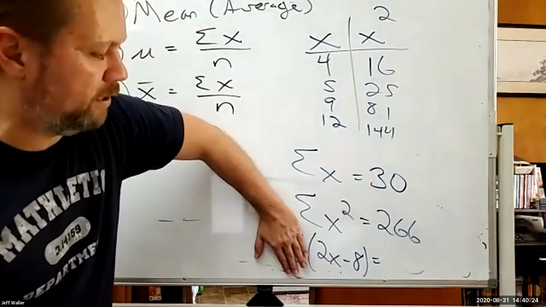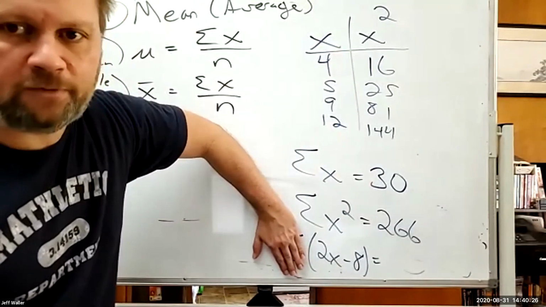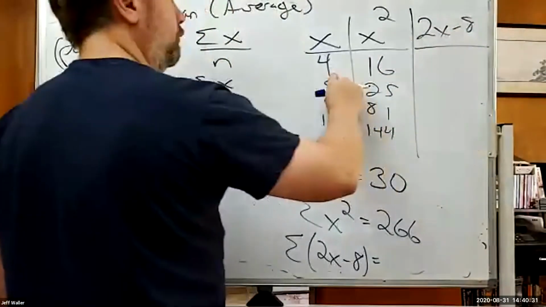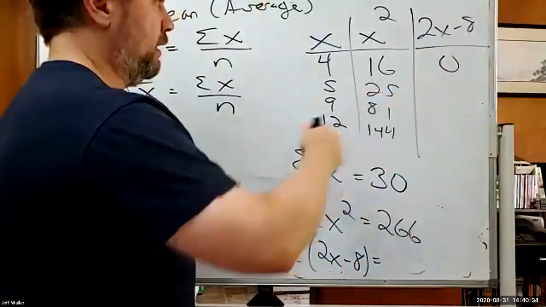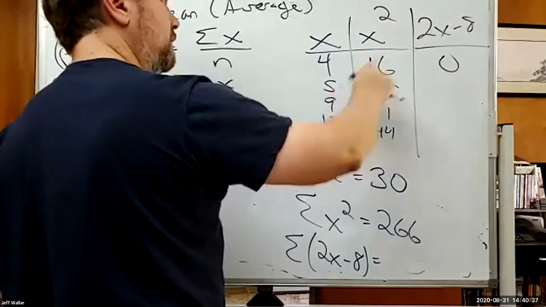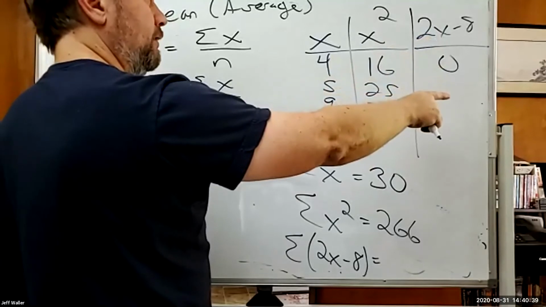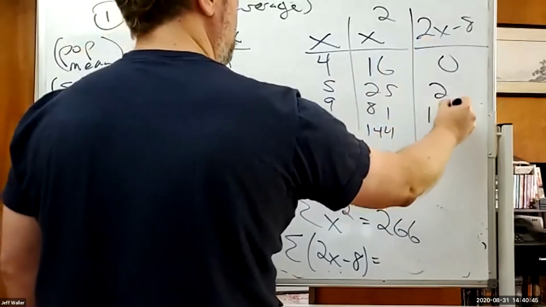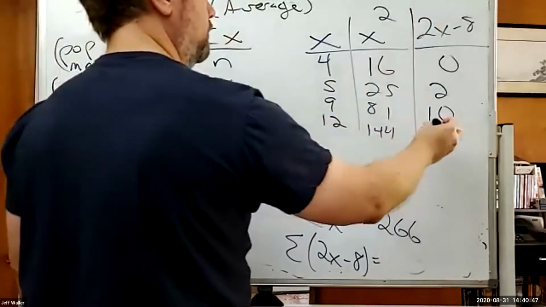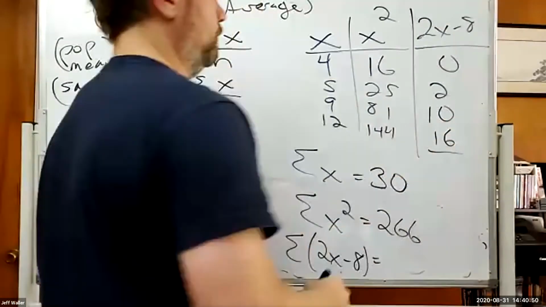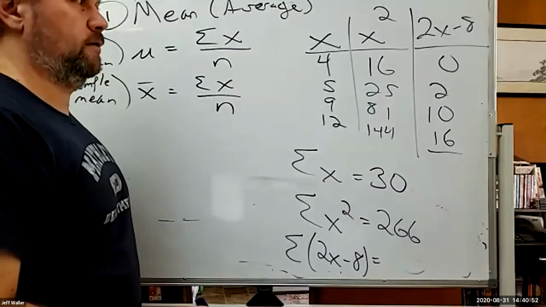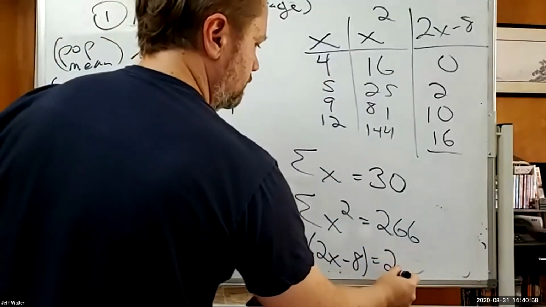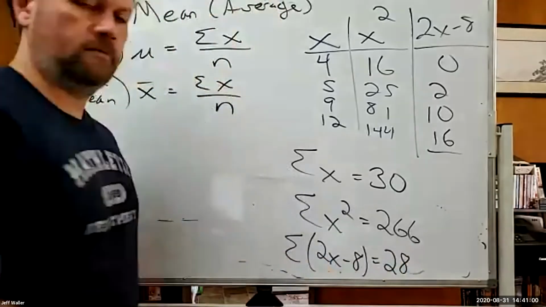What do I need? I need a bunch of 2x minus 8s. Do I have them yet? No. So let me make them. So what's twice 4 minus 8? That's 0. I agree with you, but that's not everything. What's twice 5 minus 8? 2. And what's twice 9 minus 8? 10. And what's twice 12 minus 8? 16. There you go. And so, of course, you get 28.